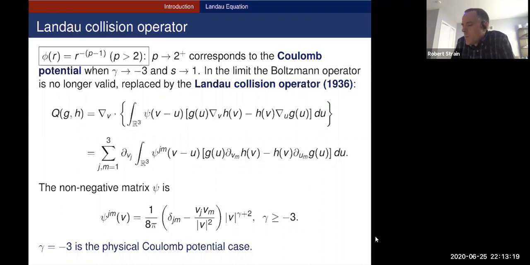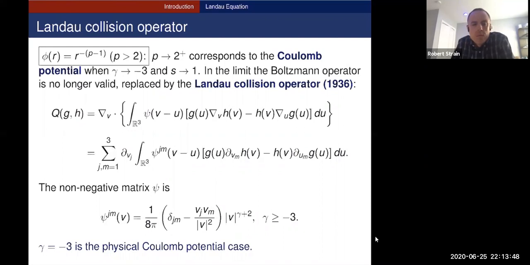And so this is a Landau collision operator, and it shows diffusion, because you see second derivatives in the V variable. But it's degenerate diffusion because this matrix phi projects onto a sphere, and it has a null space. And this factor |V|^(γ-2), when gamma is -3, is 1/|V|^5, so it's singular.